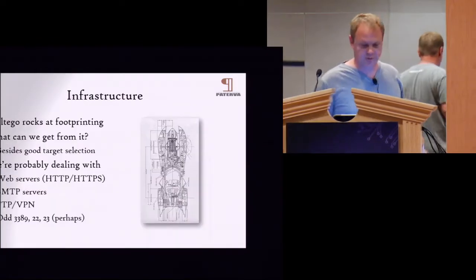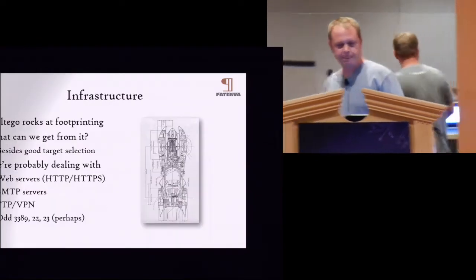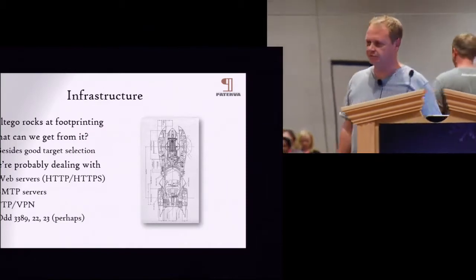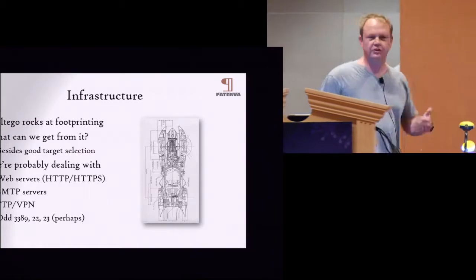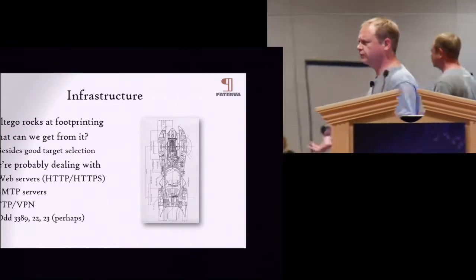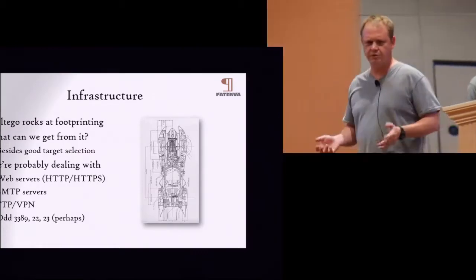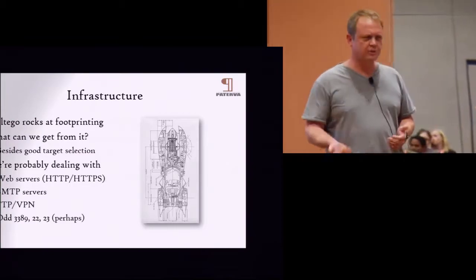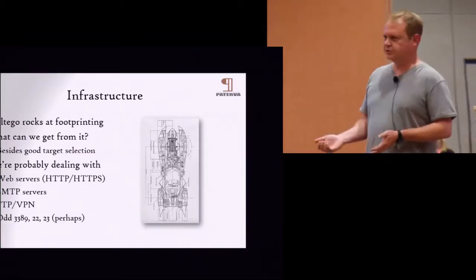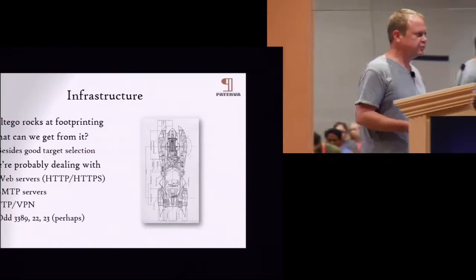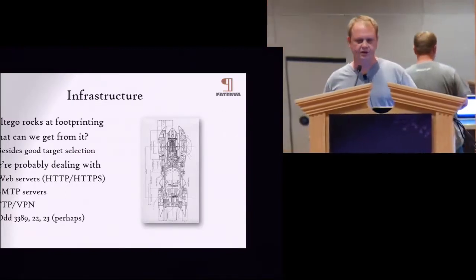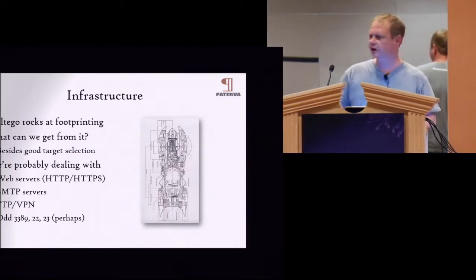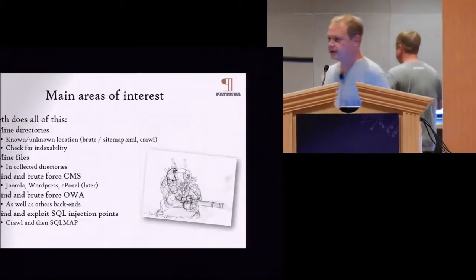I don't know. That sounds like paperwork, right? So we know that Maltego rocks at footprinting. And what can we get from a footprint? If you're external, you're in a multinational, and you're looking from the outside, black box perspective, you're probably going to hit web servers. Lots of web servers. You might get some SMTP servers. Maybe if you're lucky, FTP, VPN, that kind of thing. 3389, maybe 24. So what does Teeth do?